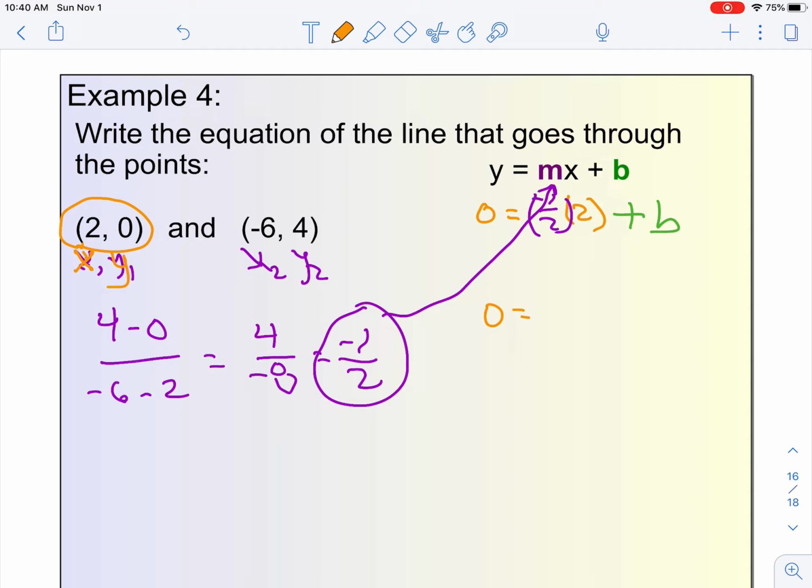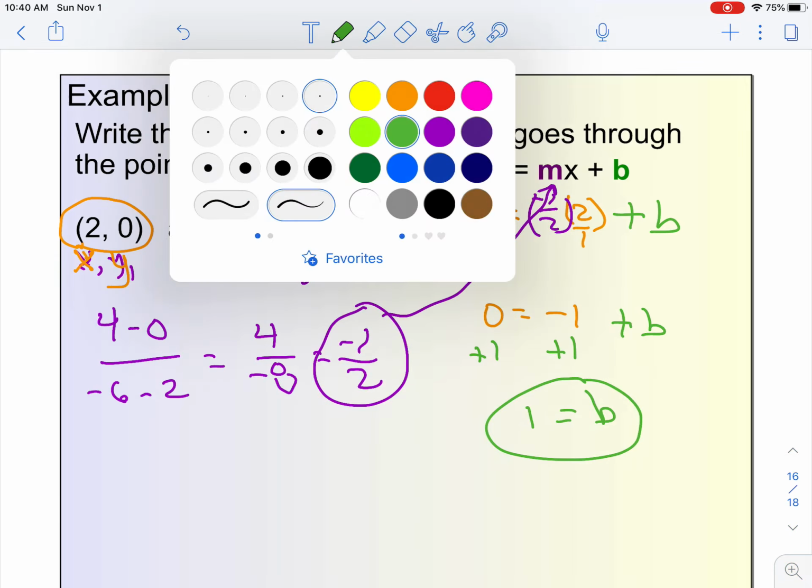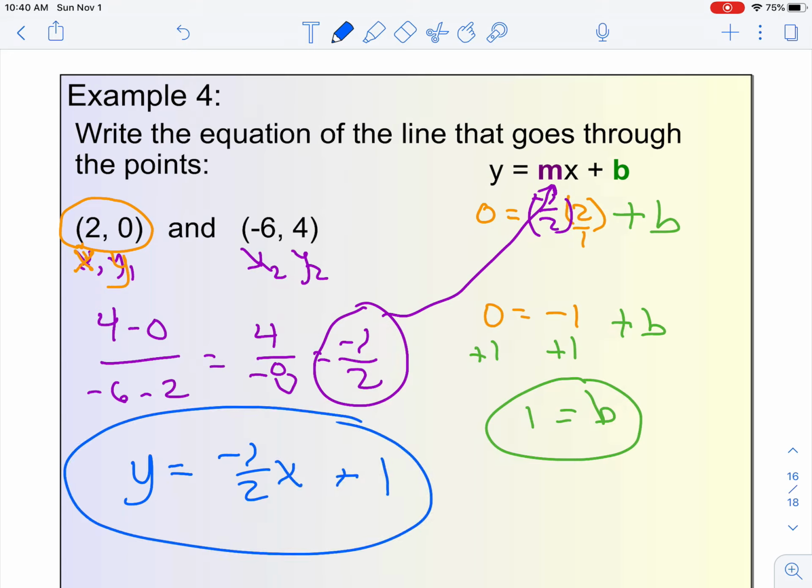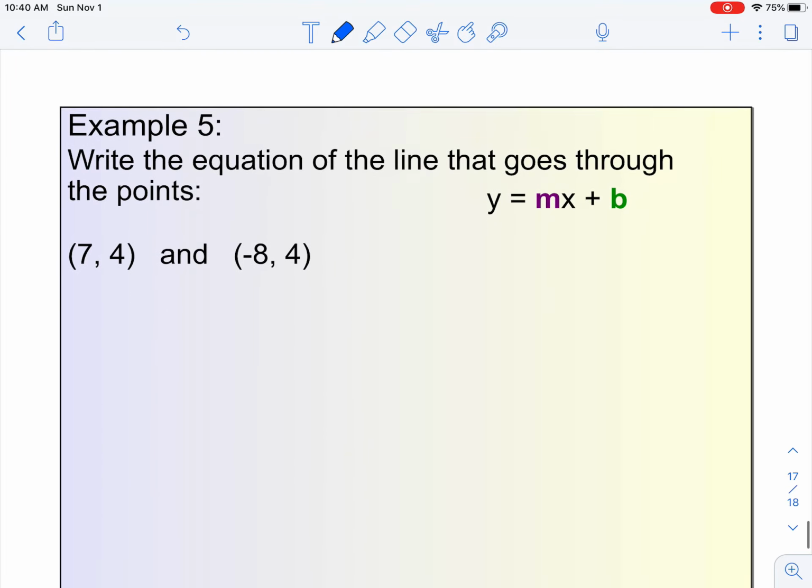So now this becomes, when I solve this for b, I get 0 equals, and again, negative 1/2 times 2 is negative 2 over positive 2, which is negative 1, and then plus b. Now I add 1 to each side, and I get my b value is 1. So again, I have my slope and I have my y-intercept, so I can write the equation in slope-intercept form. Y equals m, which is my slope, negative 1/2, x plus b. All right, hopefully this gives you some good information and practice.